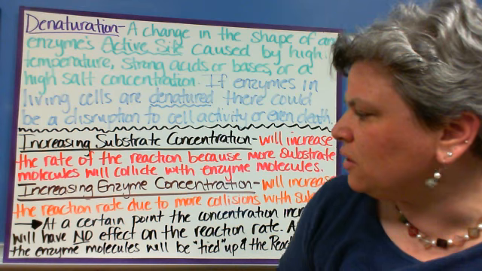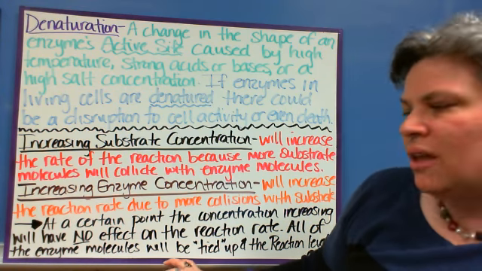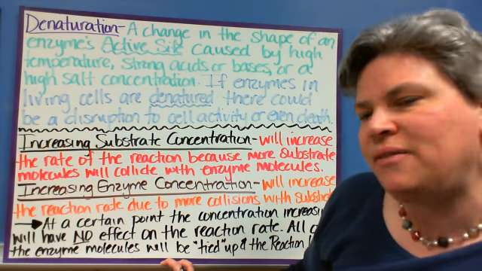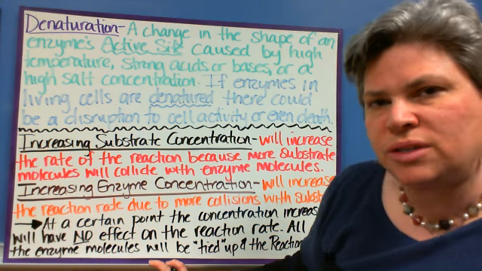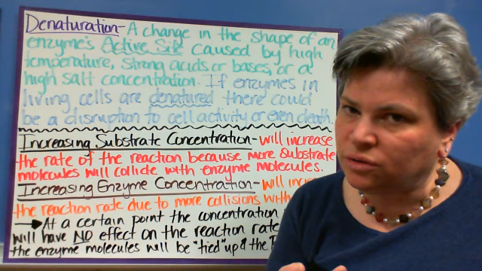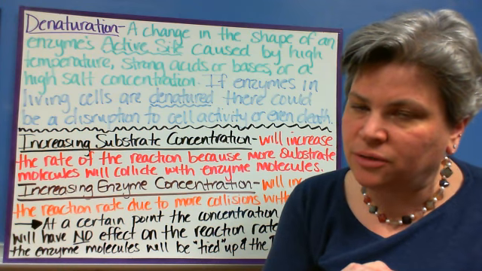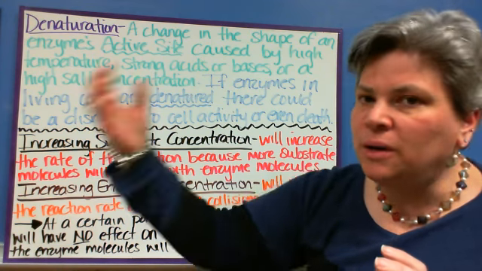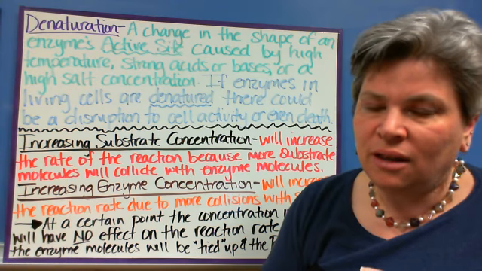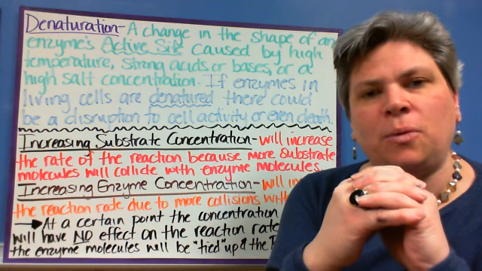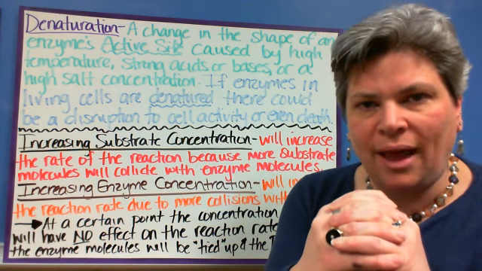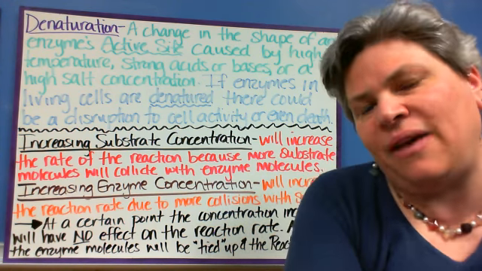But eventually there comes a point where the concentration increase will not have any effect because all the enzyme molecules that are there have matched up to a substrate. So I don't care how much substrate you dump in, you've used up all the enzymes. They're all in a relationship at that point. So no matter how much more you add, it won't happen any faster.